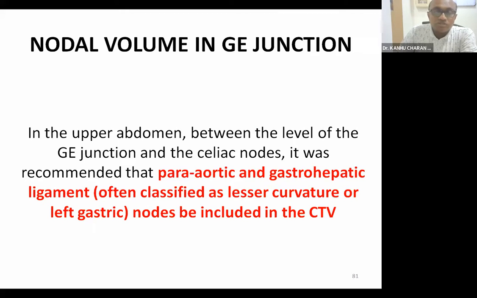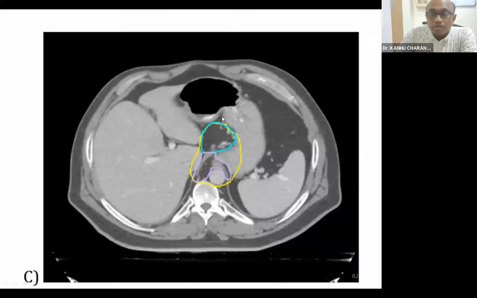Nodal volume in the GE junction. In the upper abdomen, between the level of the GE junction and the celiac, it was recommended that paraortic nodes, gastrohepatic ligament nodes be included in the CTV. I will show you. This is the liver, this is the stomach. This area is called the gastrohepatic group of nodes.